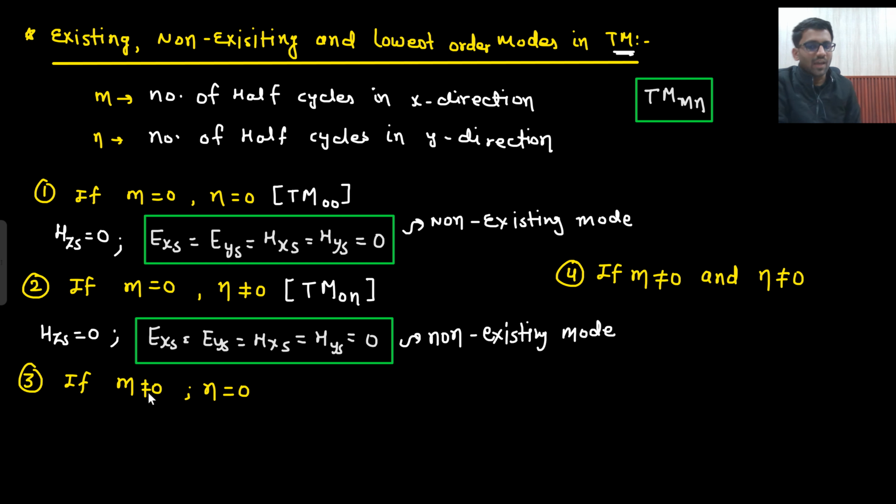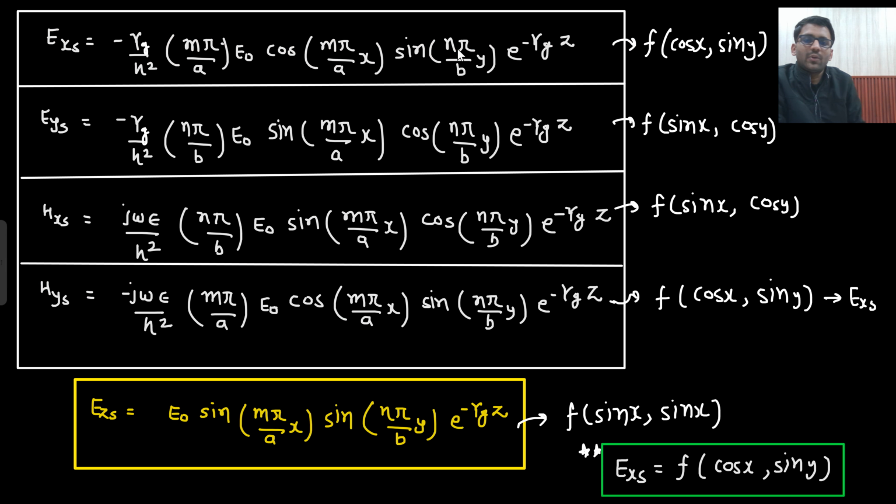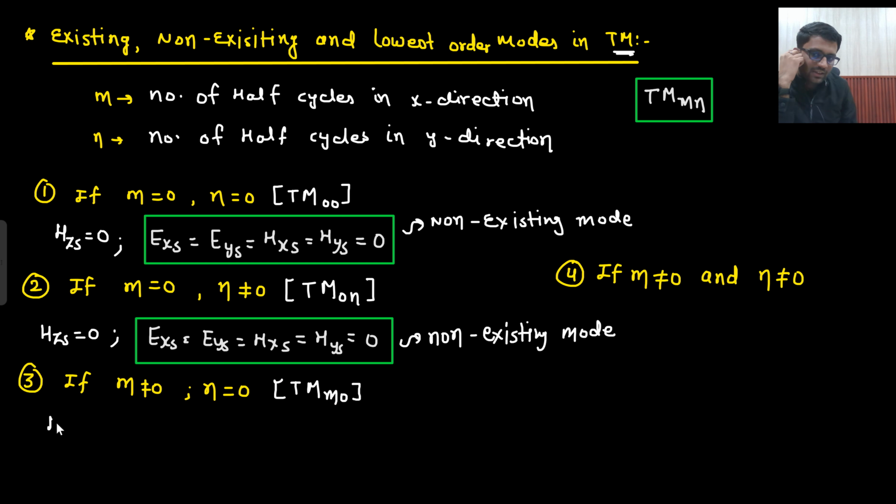What about this? If M is non-zero but N is 0, then if you put N equals to 0 here, sine 0 will be 0. Each of these terms will be 0. I am not putting the value of M; M is some finite value that I don't know. So again, HZS was already 0, because what we are studying is transverse magnetic.